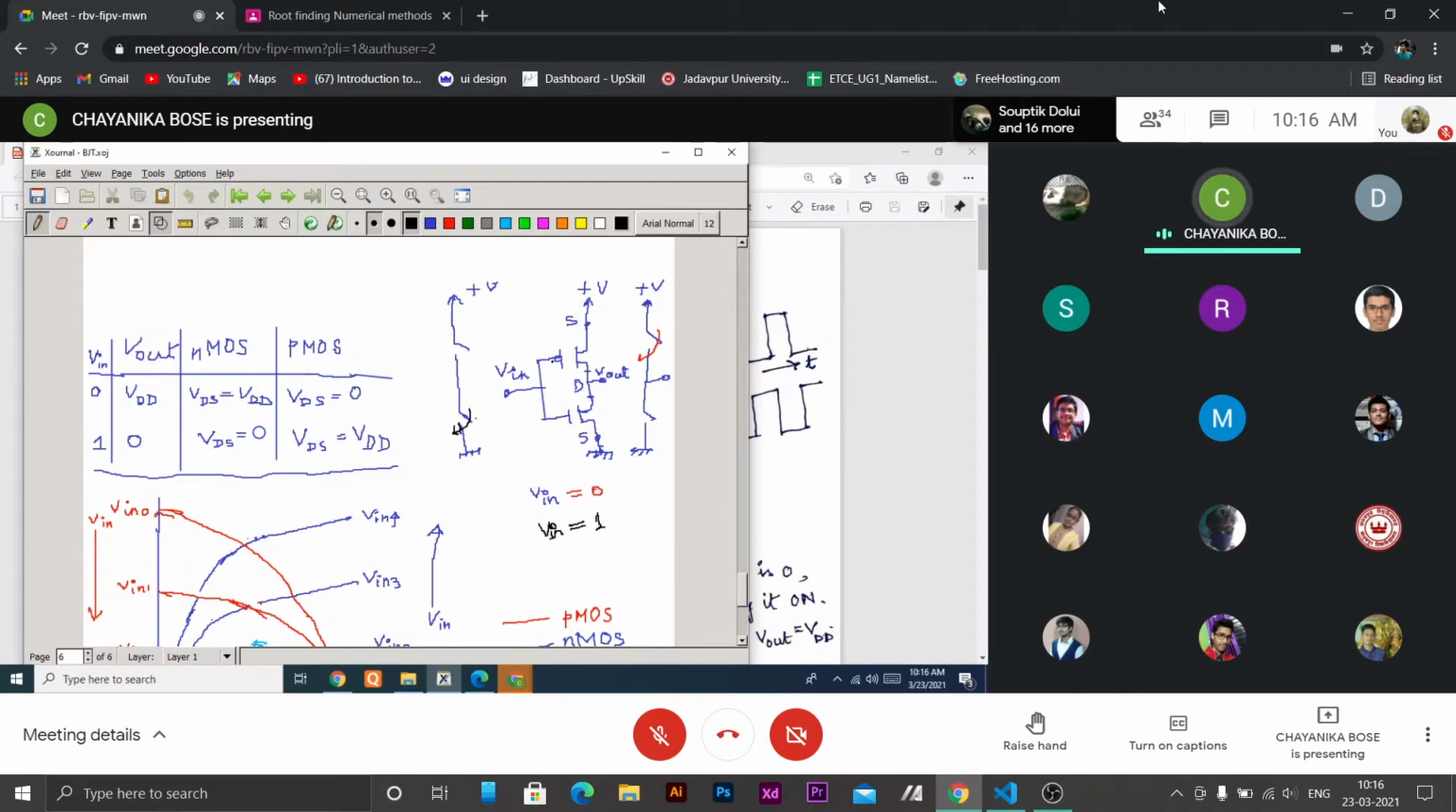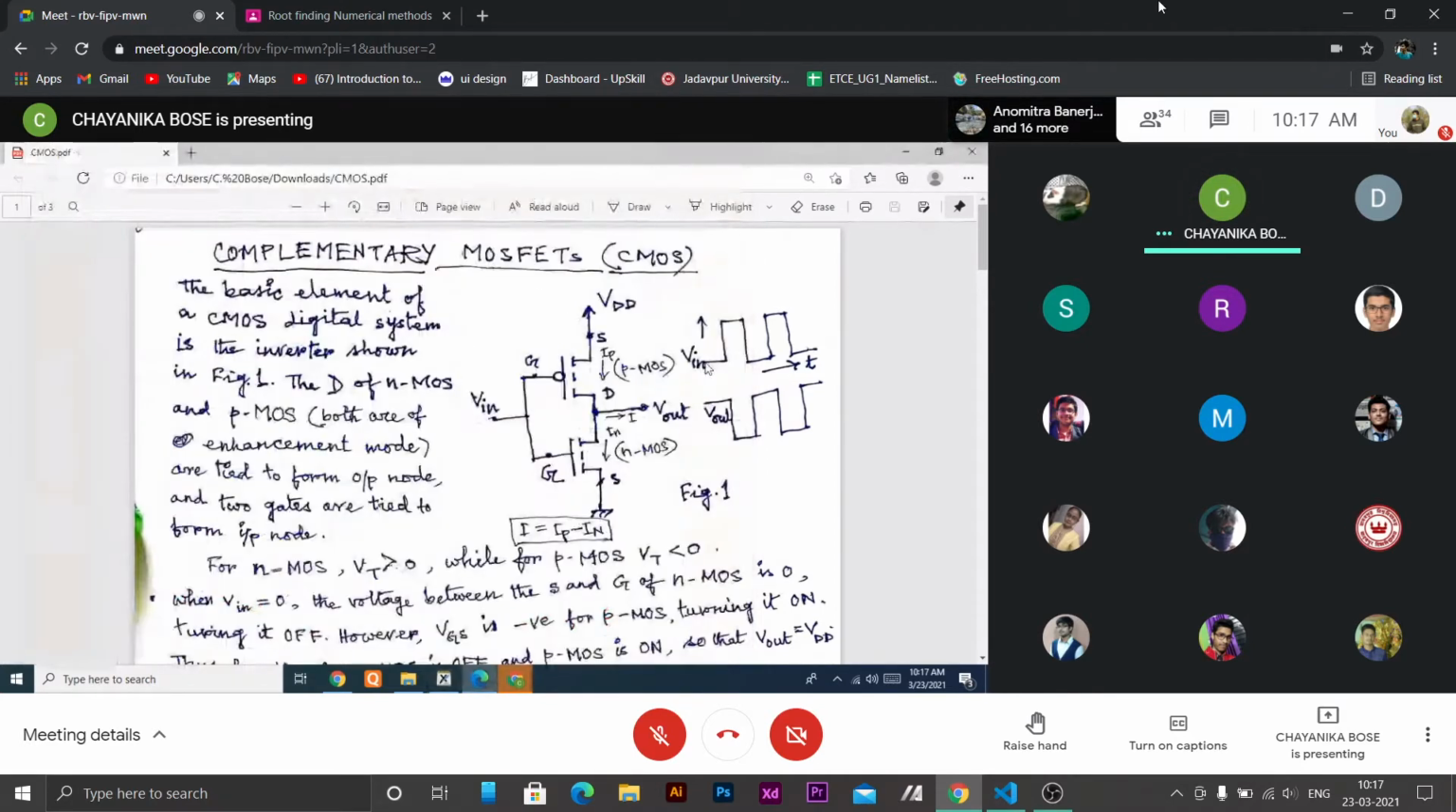So there will be practically VGS is 0 here. So this PMOS will remain non-conducting. The switch is off. So now this upper switch is open, but the lower one is shorted. So this V out now comes down to 0 voltage. So at output, this 0 will appear. Is it clear? So when V input is 0, output will be high, and when input is high, output will be low.